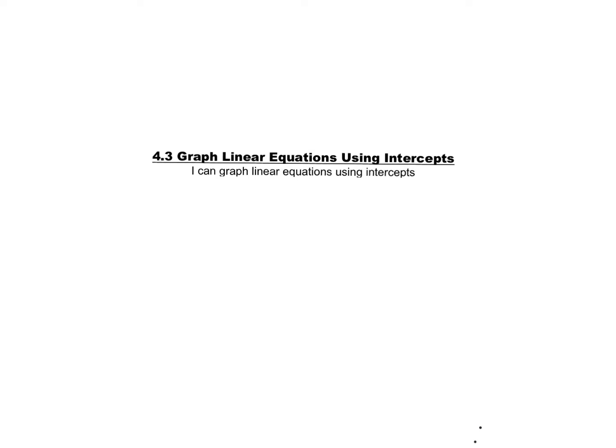In this lesson, we're going to learn about graphing linear equations using the intercepts. So what are the x and the y intercepts? Well, the x-intercept is where the line crosses the x-axis, and the y-intercept is where the line crosses the y-axis. Another word for crosses would be to intercept, hence why we have the x-intercept and then the y-intercept.